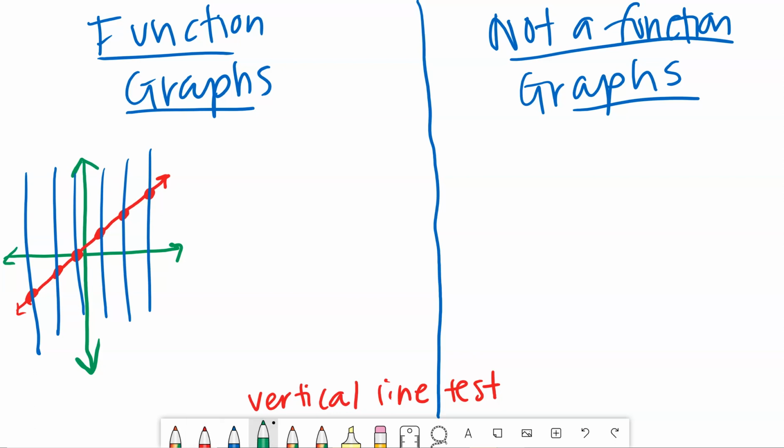All right, so let me go ahead and create another table. Graph.